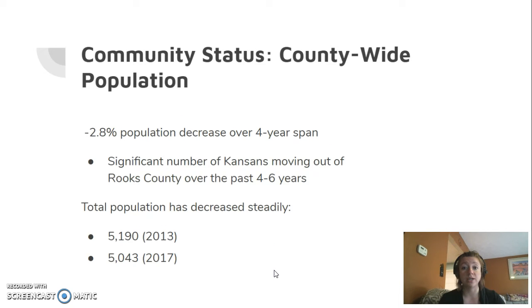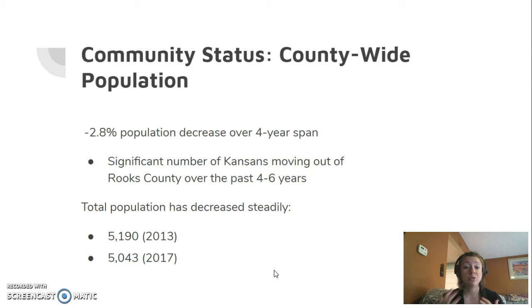My second point of interest is our community status of county-wide population. I'm from a very small county. Ricks County, Kansas is very tiny. Any percentage of decrease in population represents a significant number of people who have left the county for whatever reason, whether that be economic, searching for jobs, or whether they just moved to the next county over because that was more convenient for whatever they wanted to do next.